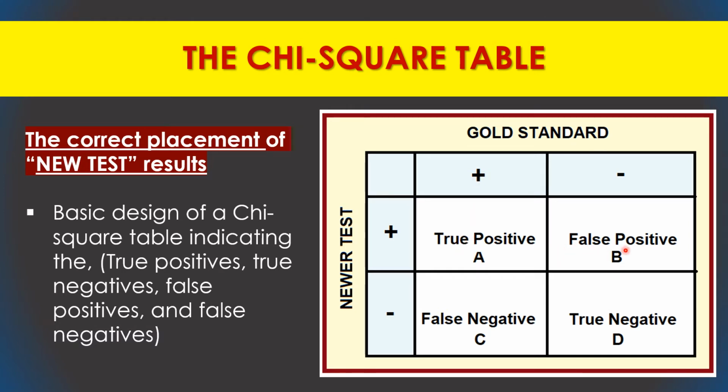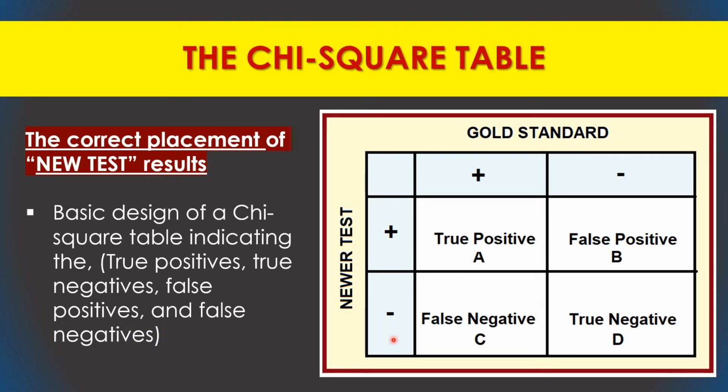The false positive means what? It is not agreed by the gold standard, it is denied by the gold standard. So this is a false positive. So again, we put here the true positive and the false positive. And on the other side, what we have from the newer test is a negative result.